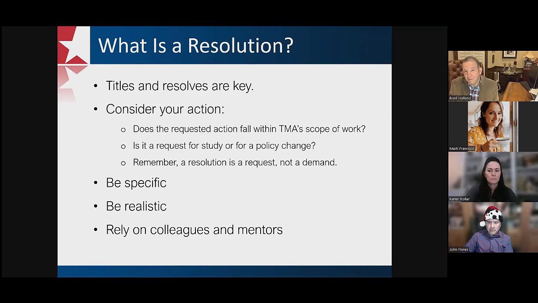Even people that have written resolutions year after year after year, I think coming back to this idea whenever you do write one, these are the sort of things that need to be going through your head before you put pen to paper. John?